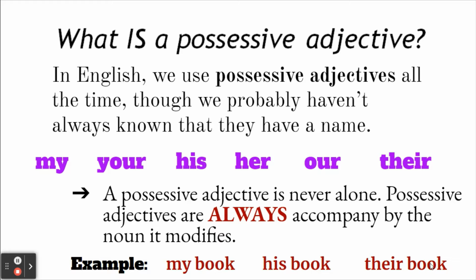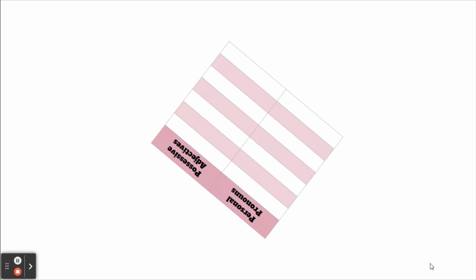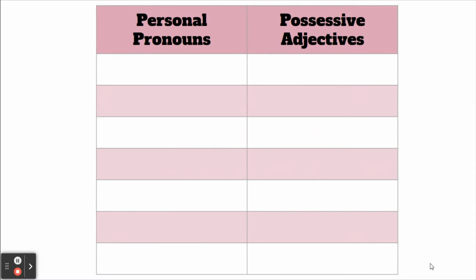Let's look at it in a little more detail. Now we're going to look at the personal pronouns and the related possessive adjectives so that we can put them next to each other. The first one is I, and the possessive adjective is my. I have a book. My book is on the table.